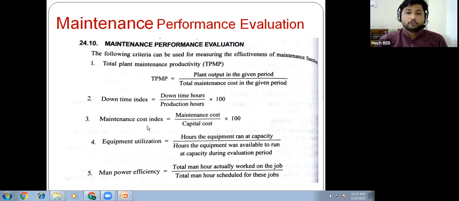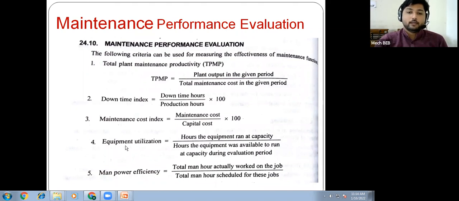Then maintenance cost index. So it will showcase how much percentage of the capital has been spent on maintenance. So maintenance cost index will be given as maintenance cost divided by total capital cost investment multiplied by 100. Okay, so maintenance cost index is also desired to be lower. That will showcase that the spending on maintenance is at a minimum level. So maintenance cost index will be given as maintenance cost divided by capital cost multiplied by 100.